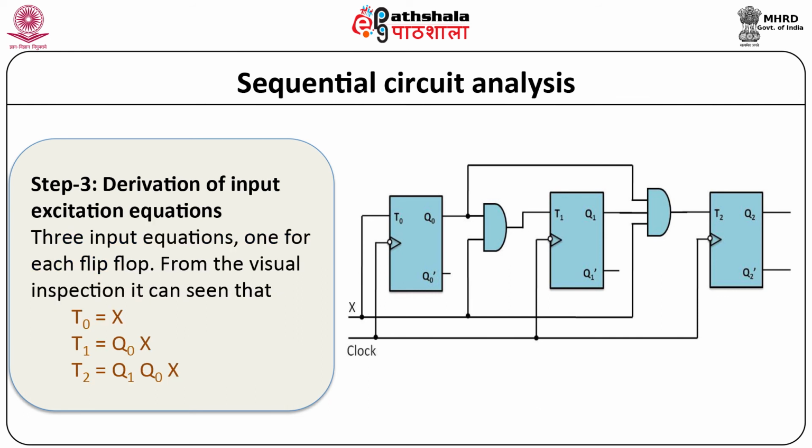Let us consider step number 3 to derive the input excitation equations. There are 3 input equations, one for each flip-flop. From visual inspection, it can be seen that T0 is equal to x, T1 is equal to Q0 and T2 is equal to ANDing of Q1, Q0 and x.